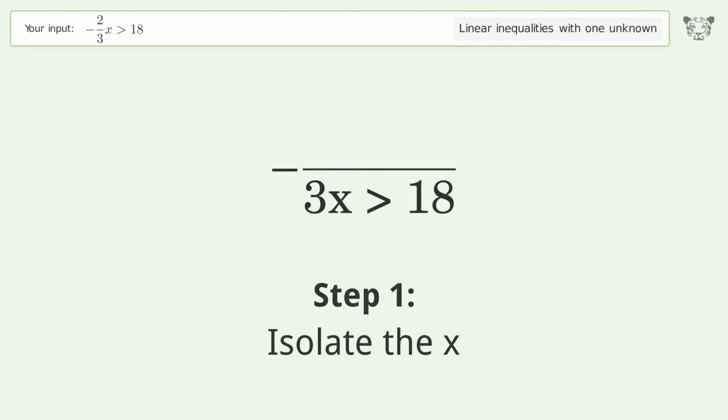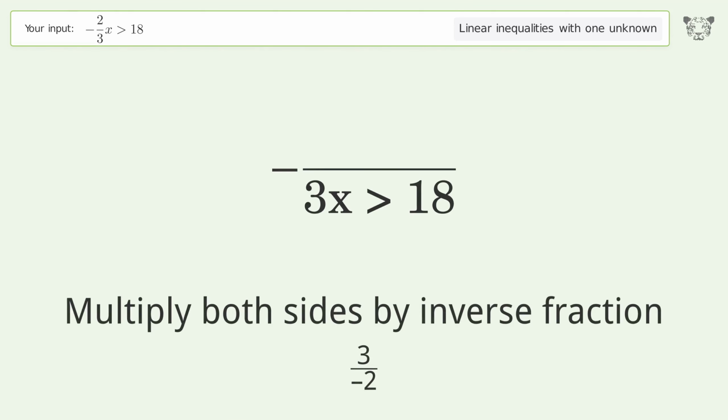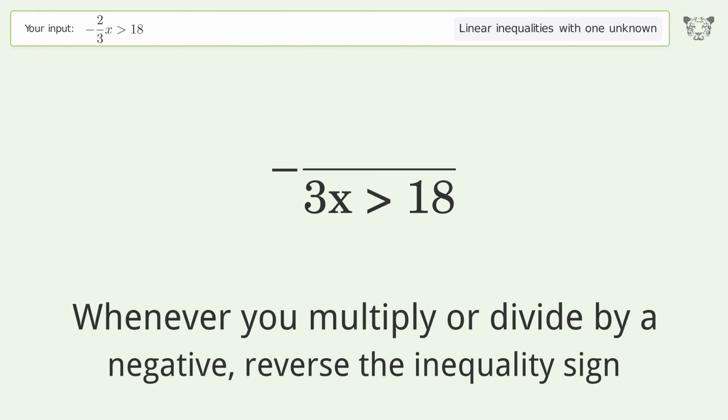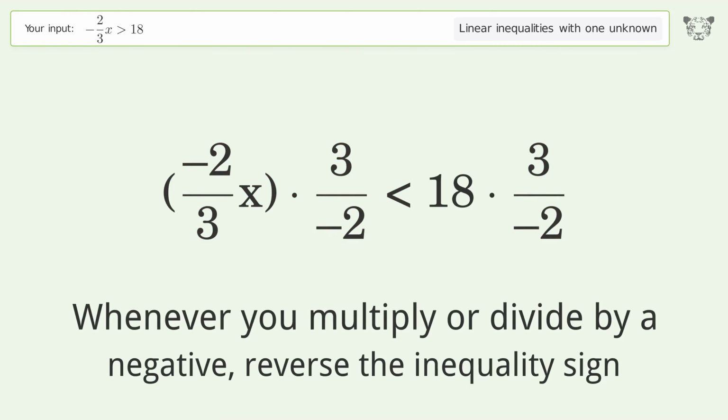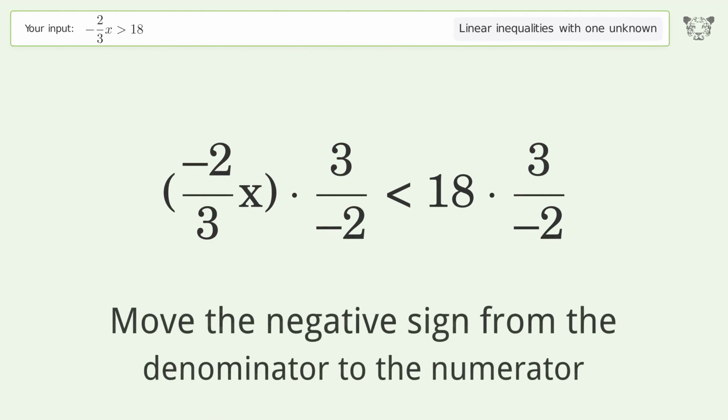Isolate the x. Multiply both sides by the inverse fraction, 3 over negative 2. Whenever you multiply or divide by a negative, reverse the inequality sign. Move the negative sign from the denominator to the numerator.